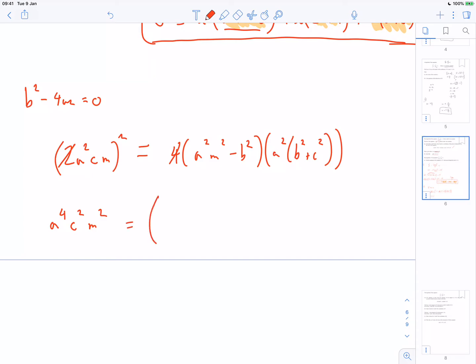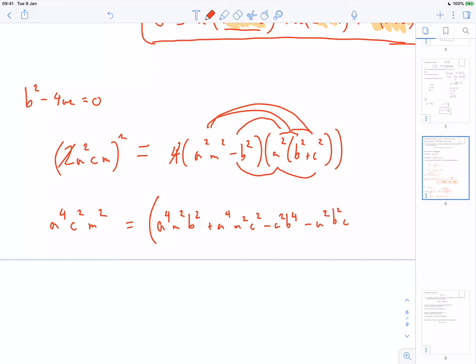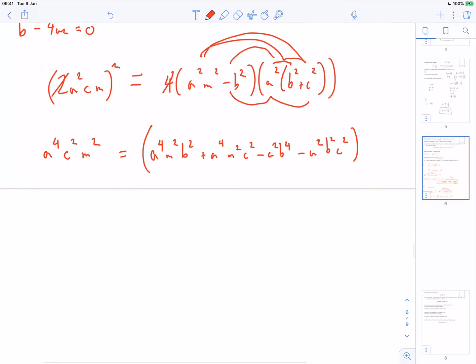Then I'm going to have this term times this first term, so it's going to be a to the 4 m squared b squared. And then I have that term times by the next two terms, so I'm going to have plus a to the 4 m squared c squared. And then I'm going to have this term times by these two, so it's going to be minus a squared b to the 4. And then this times by these, so it's going to be minus a squared b squared c squared. Wow, that's not particularly helpful at all.